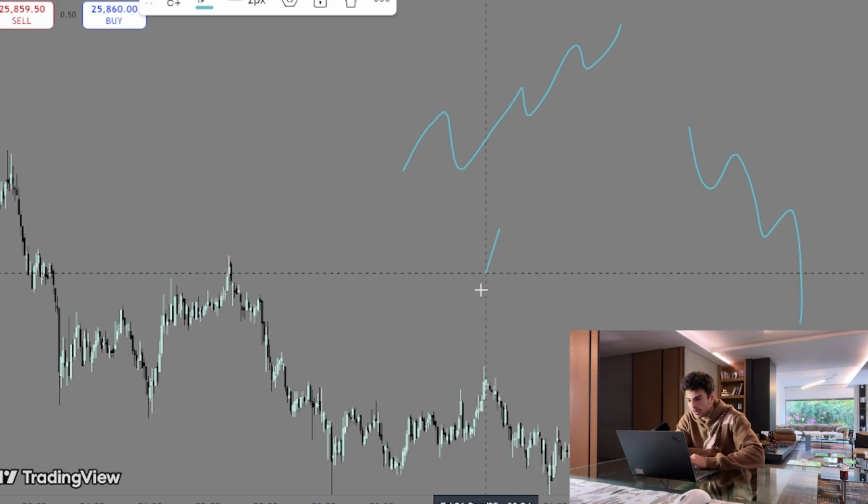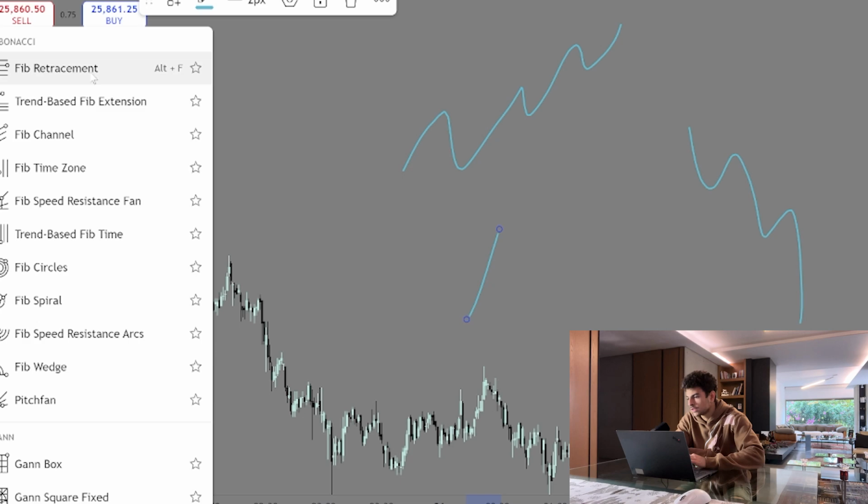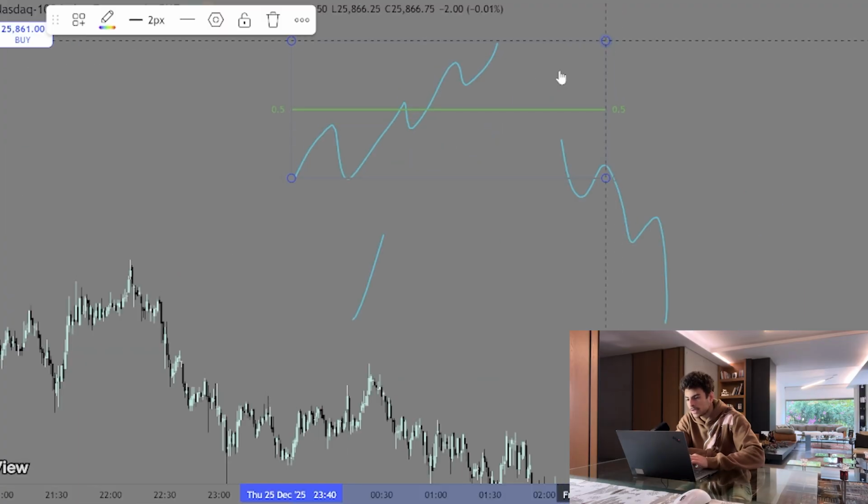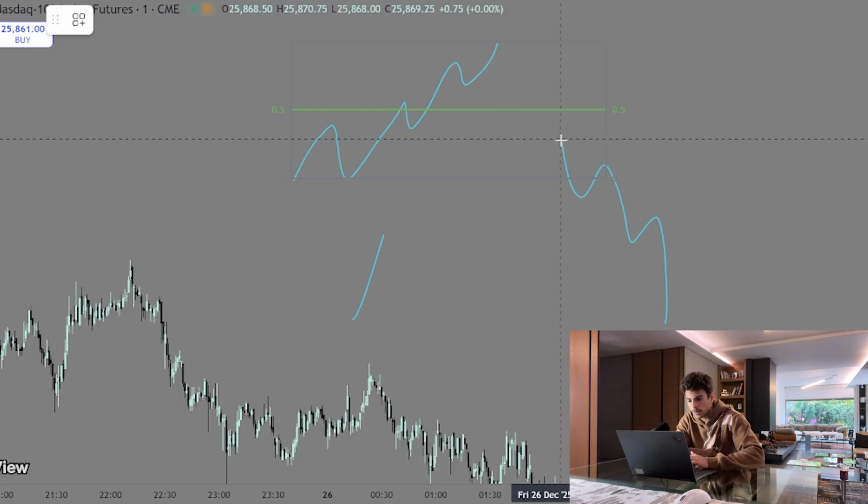To identify equilibrium, the first thing that you're going to do is you're going to take the Gann box. Gann box, you can find it where there's the fib, go lower, there's the Gann box. You put it in a bullish trend from the low to the high. And in a bearish trend, you're going to do it from the high to the low, okay? Once you do that, I'm going to explain everything.